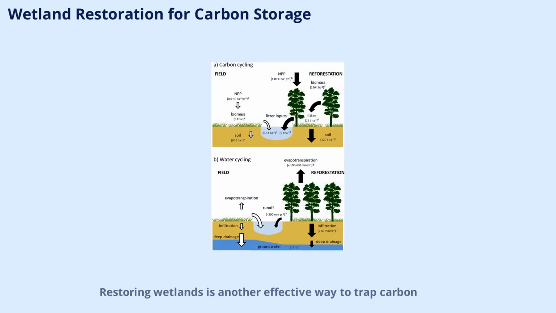Restoring wetlands is another effective way to trap carbon. Wetlands store 20–30% of the world's soil carbon, even though they make up only a small portion of the land surface. Coastal wetlands like mangroves, seagrasses, and salt marshes are particularly important. By re-establishing or rehabilitating these ecosystems, we can promote carbon trapping in the underlying sediments and help mitigate climate change.